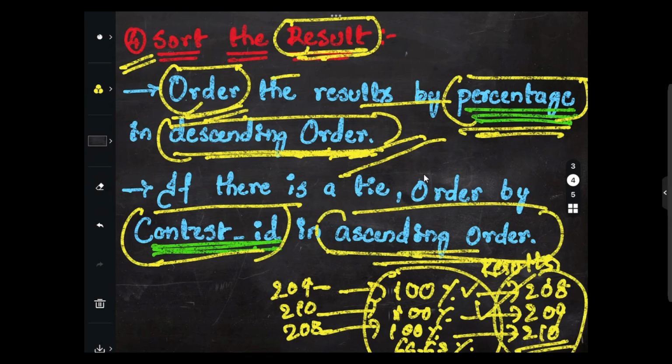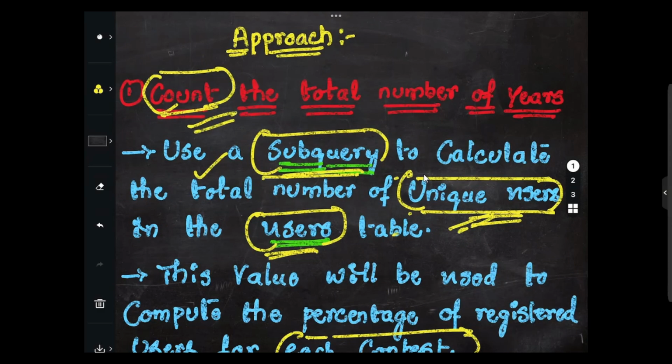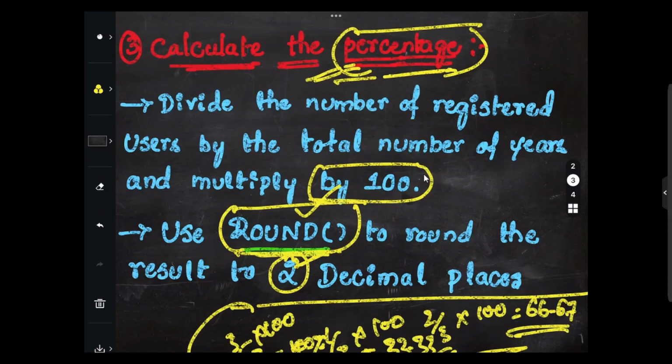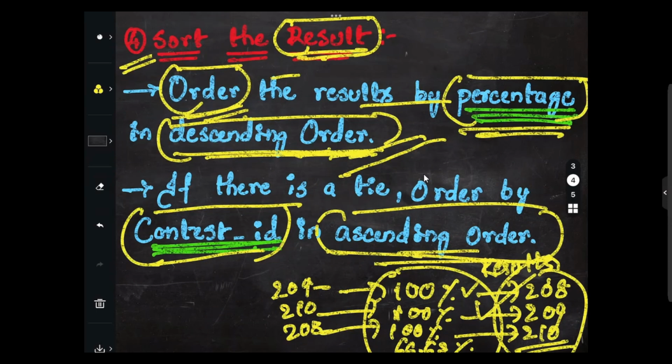So these are the 4 steps that we'll be going with. This is the approach that we will follow to write the query. The first step is we will count the total number of users. After that, we will count the number of unique users registered in each contest. Then the third step is we will calculate the percentage, and the fourth step is we will sort the result. I hope the approach is completely clear, and all the 4 steps are completely clear, right?